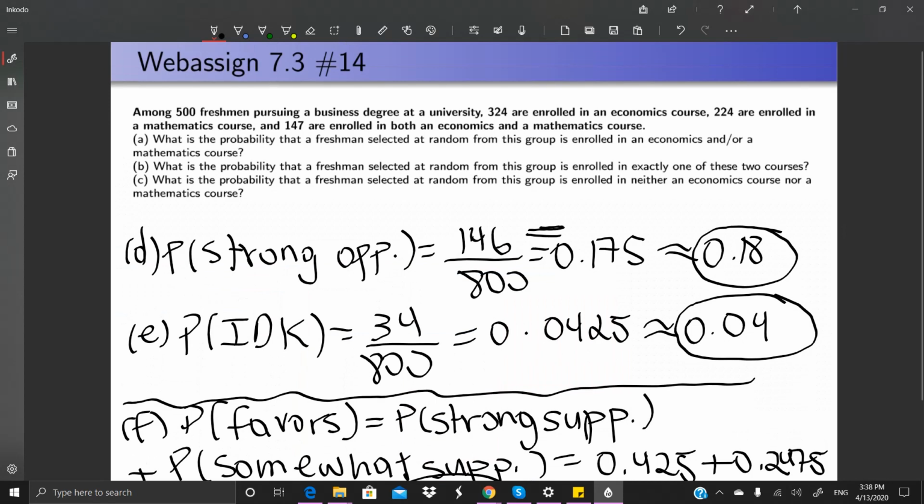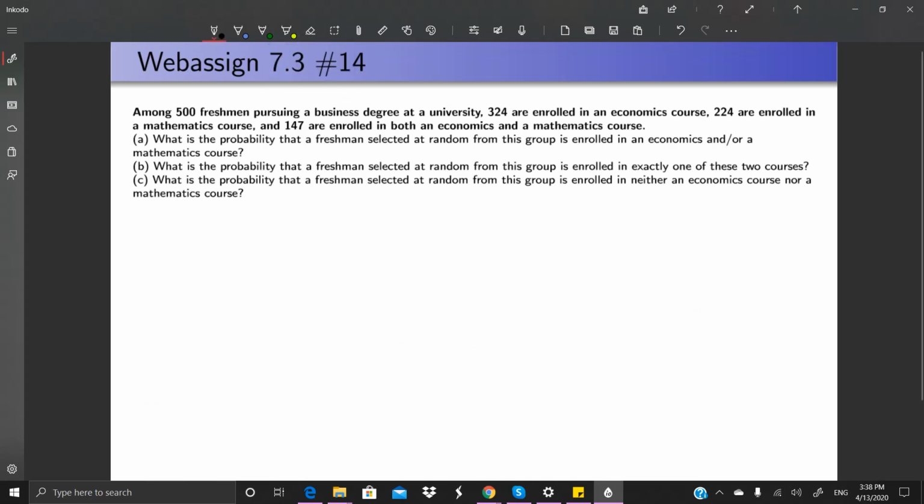So that's going to be 7.3. And here it is. Alright, so I took this from WebAssign number 14 because it's very similar to, again, what you'll see on the quiz. Okay, so now we have 500 freshmen pursuing a business degree at a university. Right, so 324 are taking an econ class, 224 are taking a math class, and 147 are taking both. All right, and we want to answer these three questions here.